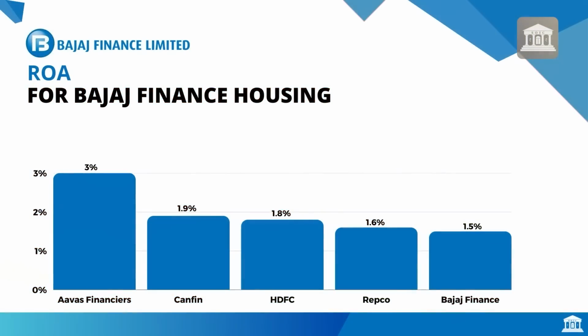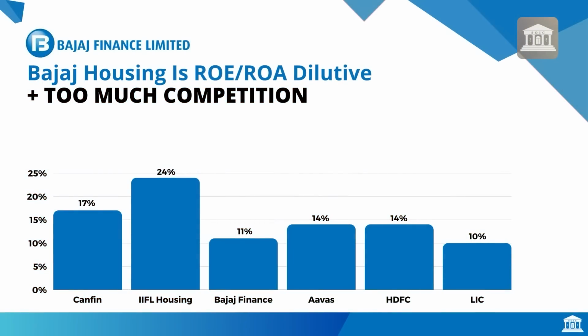The existing business of Bajaj Finance makes a 3.5% ROA. Whereas if you look at the housing finance business, first, it's very cutthroat competition. Second, the return on asset for Bajaj Finance over here is close to 1.5%, whereas for Canfin it is 1.9% and for HDFC Limited it is 1.8%. If you look at return on equity in this business, Bajaj Finance is currently somewhere close to 11%. The most profitable housing finance company in terms of ROE in the listed space currently is IIFL Housing, which has an ROE of 24%.